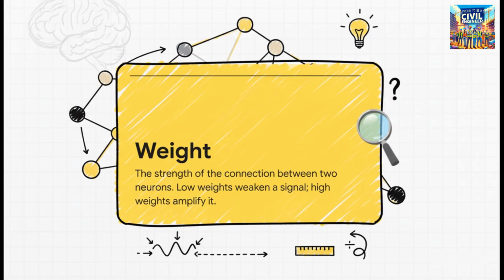Now, the real secret sauce is in the connections between the neurons. Every single connection has something called a weight. You can just think of it as a number that controls the strength of that connection. It's like a volume knob. A high weight turns up the signal, making it more important. A low weight turns it down.